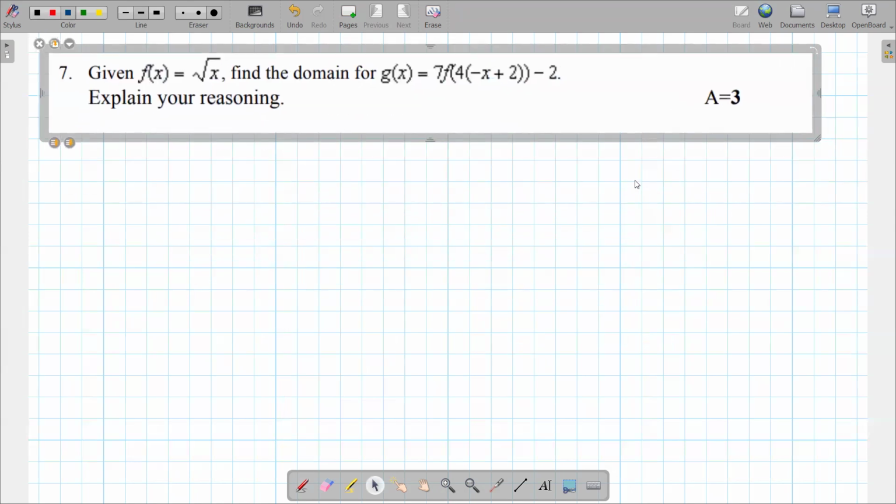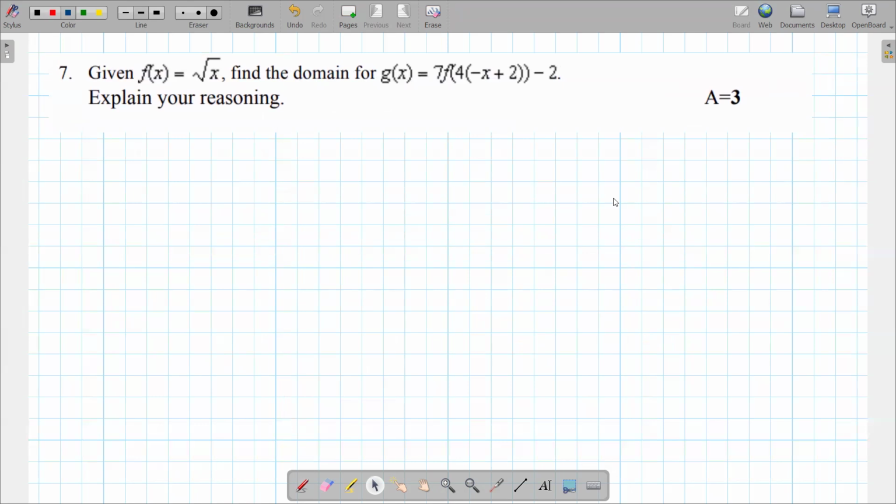Okay, let's look at this one. Given f of x is root x, find the domain. All right, how do we do this one? What's our plan of attack? We have a root function, and we're asked to find its domain.